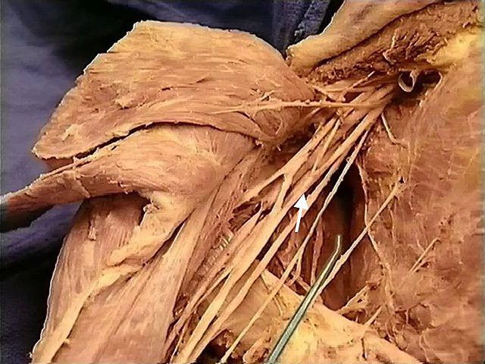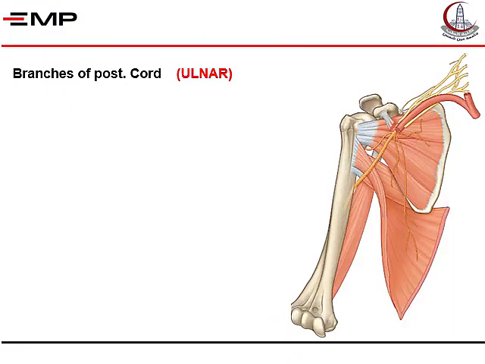These are the branches of the medial cord. Medial pectoral nerve piercing pectoralis minor. Medial cutaneous nerve of the arm and medial cutaneous nerve of the forearm.